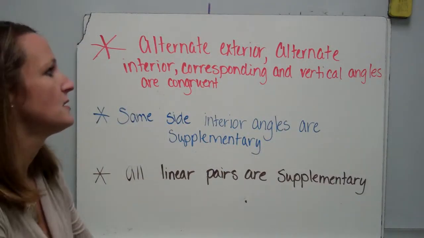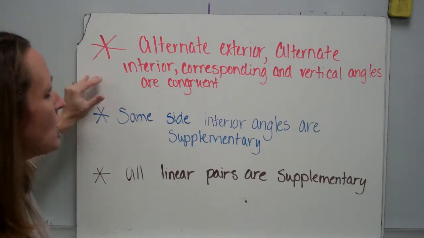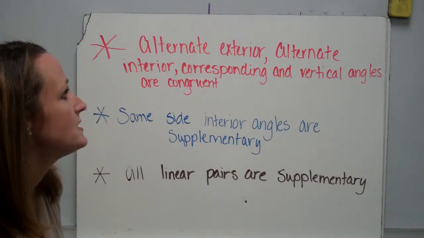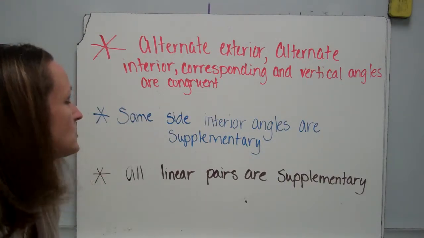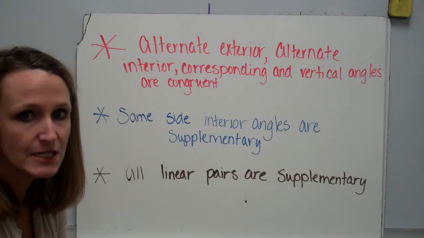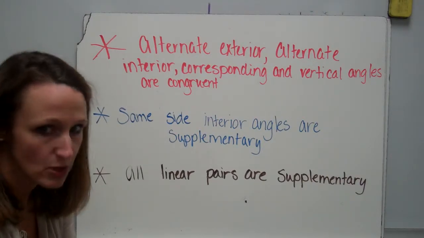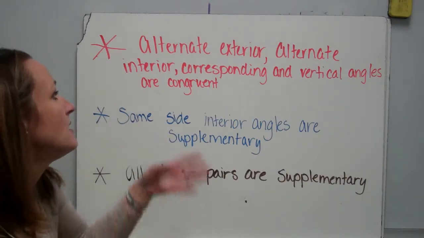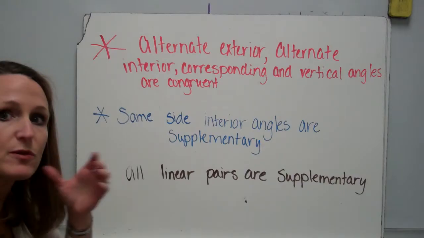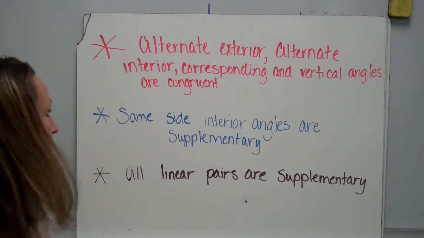All right, some important things you need to know about these types of angles. Alternate exterior, alternate interior, corresponding, and vertical angles, they're always congruent. So if you have a set of alternate interior or alternate exterior angles, those two angles are congruent to each other. Vertical angles are congruent, you already know that. And then corresponding angles, remember those are the ones that I compared to ears, are also going to be congruent.